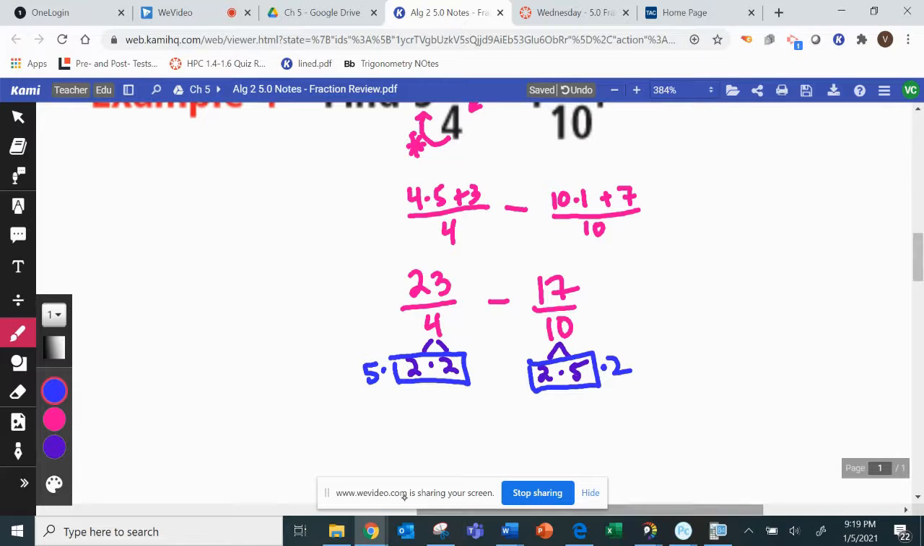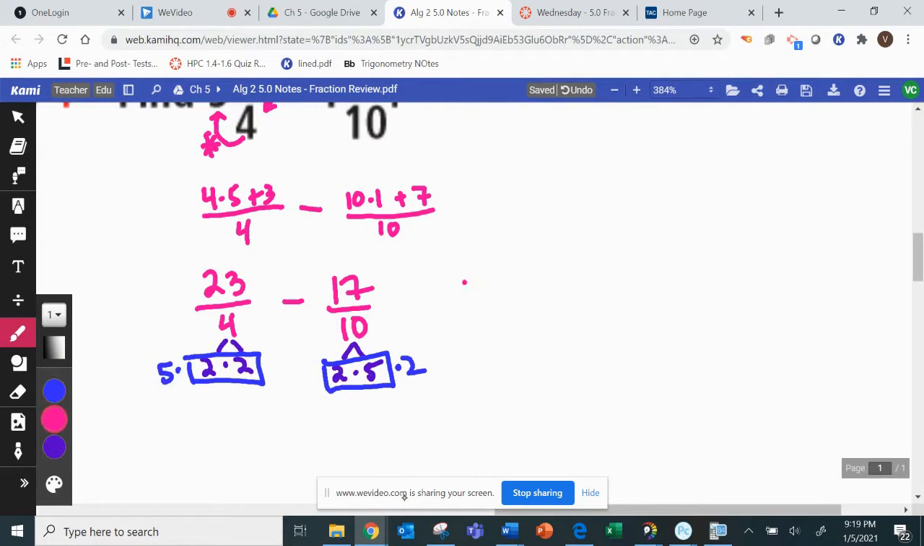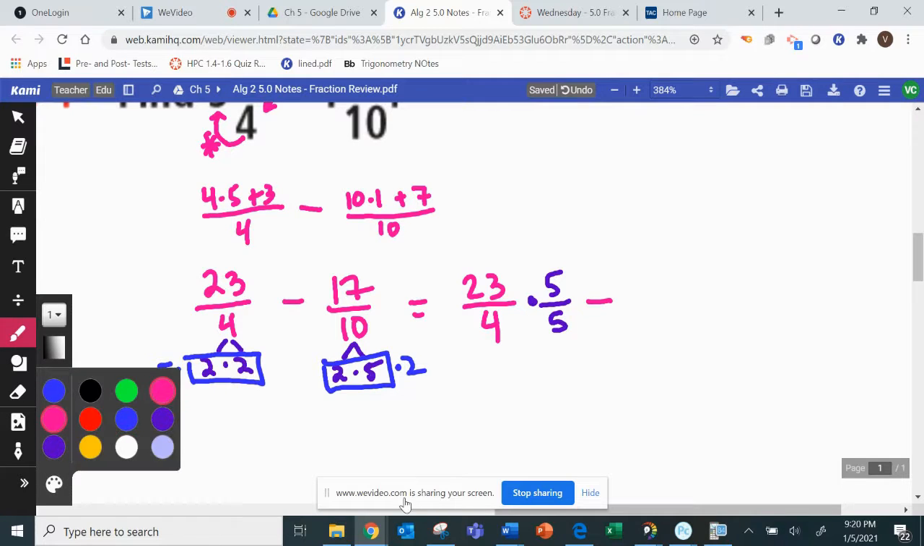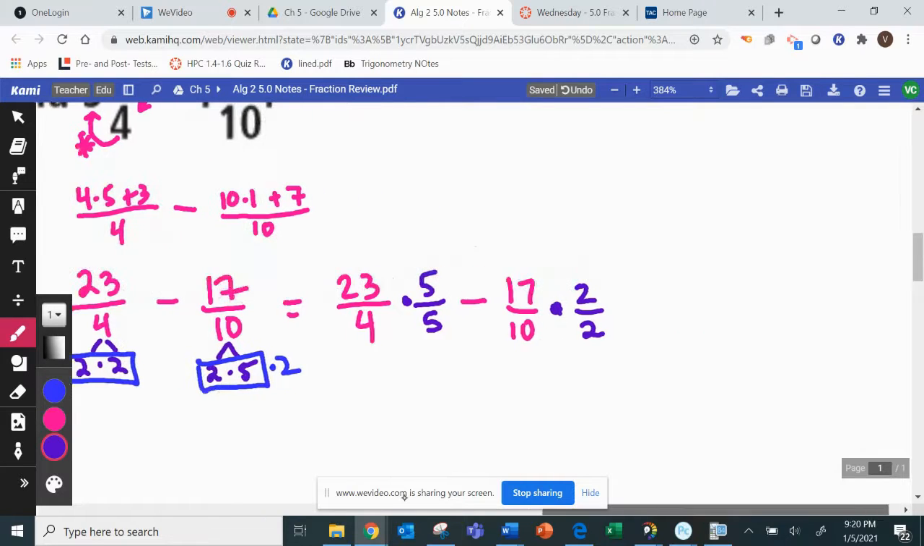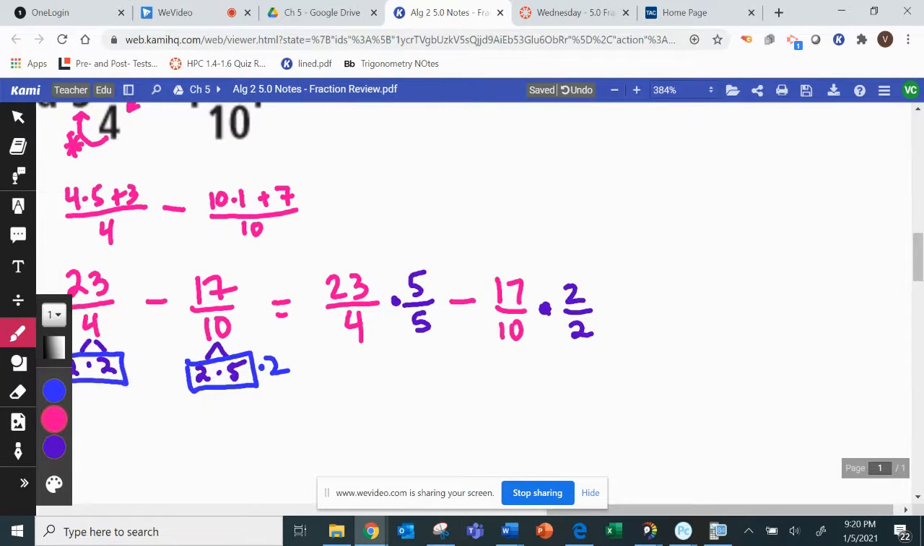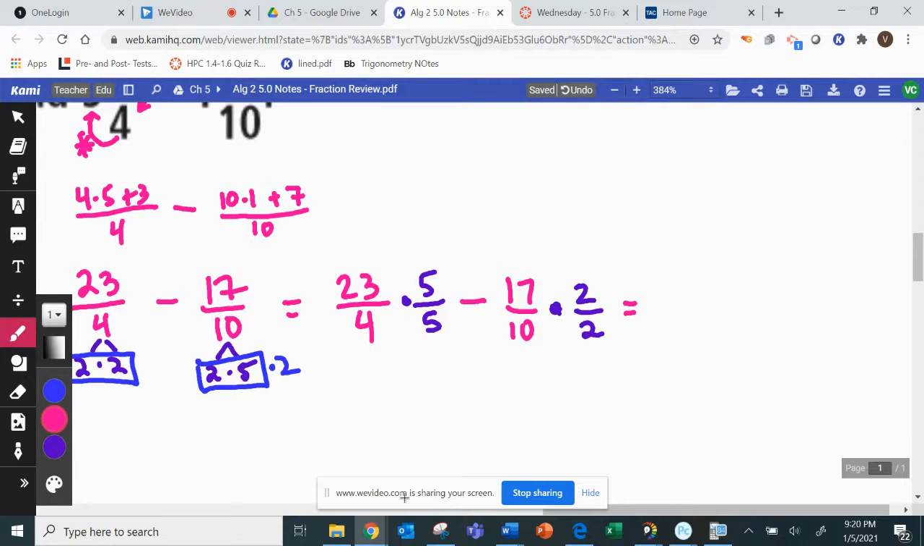So what I'm really going to do is take 23 over 4, and multiply it by a value of 1. I'm going to multiply this one by 5 over 5. And I'm going to take 17 over 10, and this one gets a 2 over 2. So I'm going to multiply straight across.